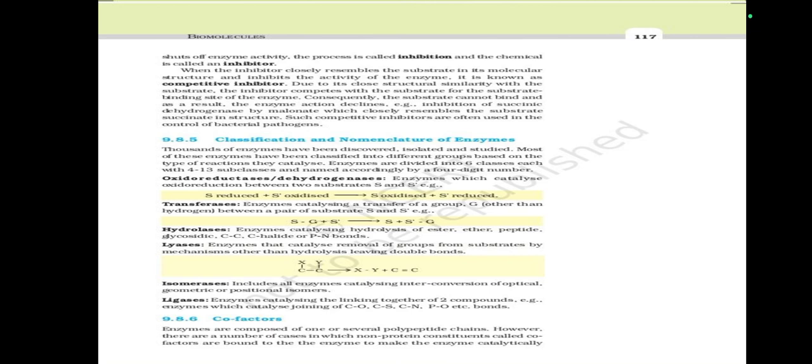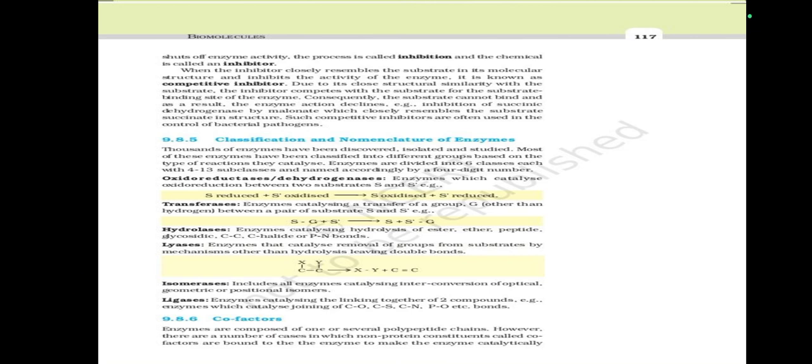Isomerases include all enzymes catalyzing interconversion of optical, geometric or positional isomers. Ligases: enzymes catalyzing the linking together of two compounds, for example, enzymes which catalyze joining of C-O, C-S, C-N, P-O, etc. bonds.